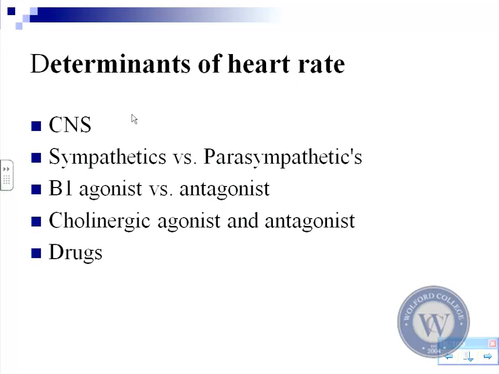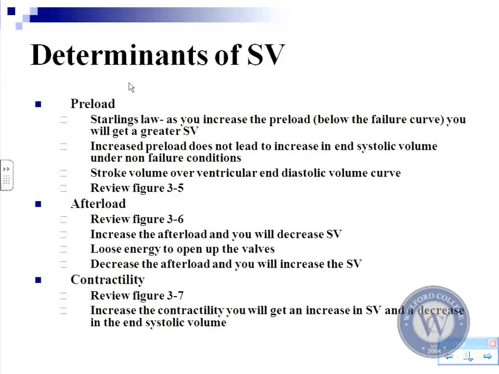Now, for the determinants of heart rate, the central nervous system is your sympathetics and parasympathetics. The parasympathetics act on acetylcholine receptors, and you have the cholinergic agonists and antagonists, and then you have drugs that can affect heart rate. So many different things can affect heart rate.